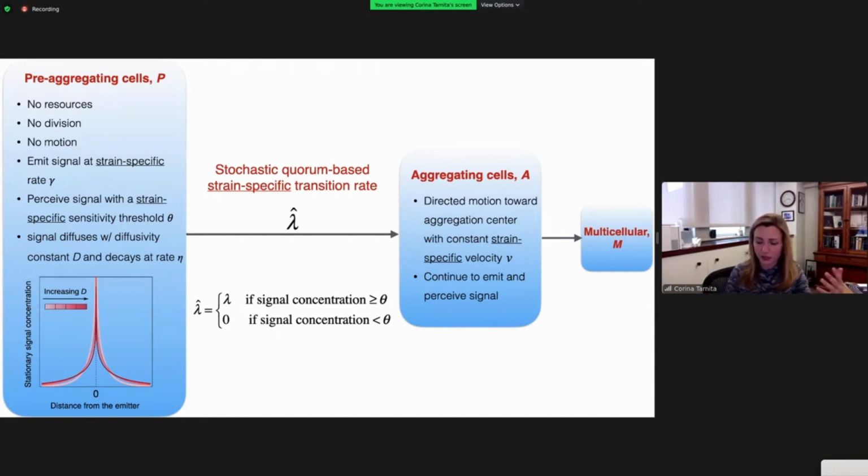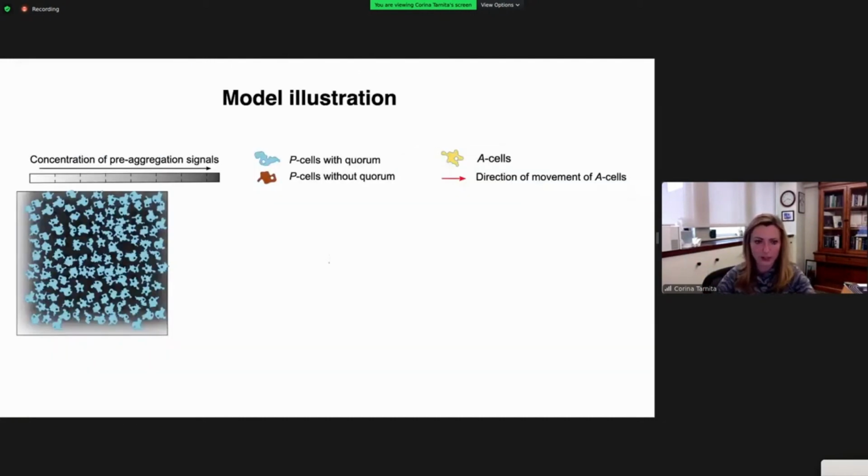So this would be in addition to your cyclic AMP. And then eventually you get a multicellular organism. Now, this is how the model would look. This is a plate here that has high density. All cells have quorum. All cells are in blue. That means that all of their thresholds have been surpassed.